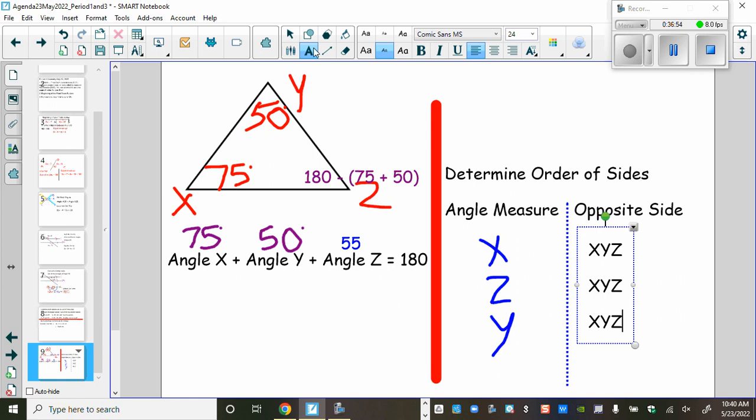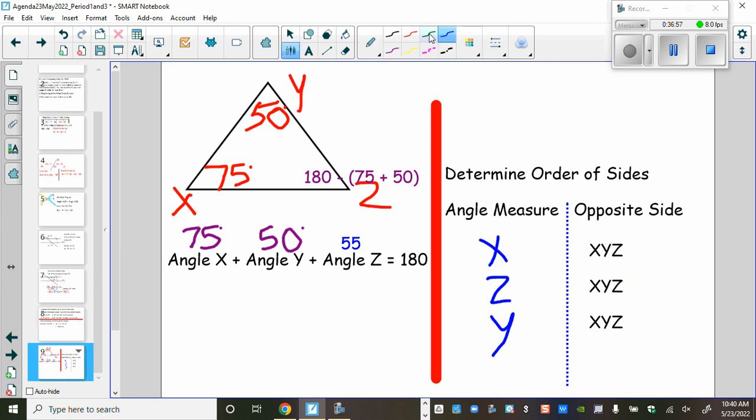Because basically what you do is cross out the angle. If you see angle X here, cross it out, or scratch it out. That's how you get your other two letters. Scratch out the Z, you get XY. Scratch out the Y, there's XZ. But that's how we figure it out. You get the angle, then the opposite side. Questions?